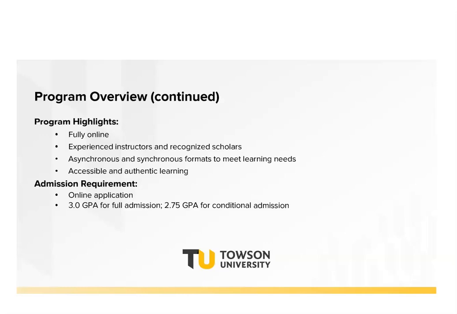For the admission requirement, it's an online application. We take students with an undergraduate GPA of 3.0 for full admission, and we do have a conditional admission for students with a 2.75 undergraduate GPA. And we have rolling admissions throughout the year, so students could apply to start their program in spring or summer or fall, and we take applications year-round.